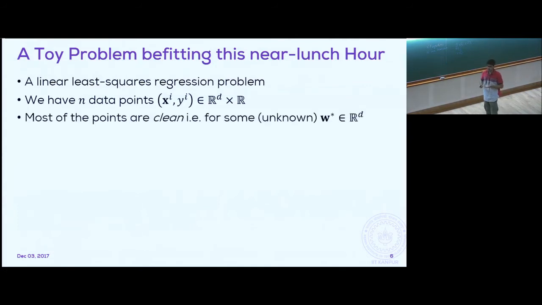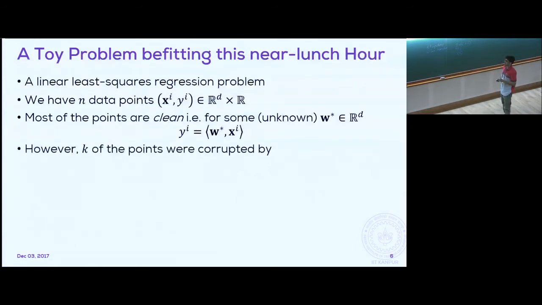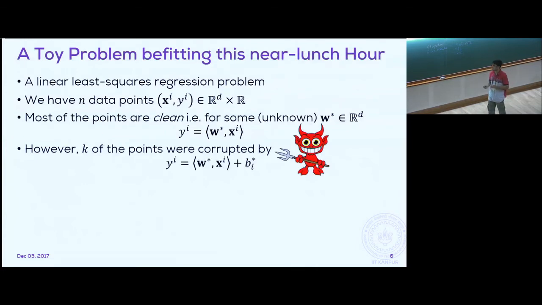Some of the points are quote unquote clean, which means that for some unknown model, the response is exactly modeled by this inner product. However, some of the points are corrupted by our friend here. And as Ramprasad said, we have weird friends. My friend is colored red. There is some additive corruption being injected into the response. You can say there's a b_i star here as well, but 0.